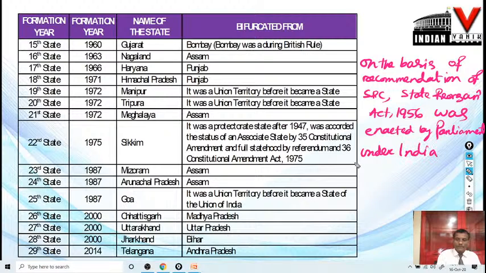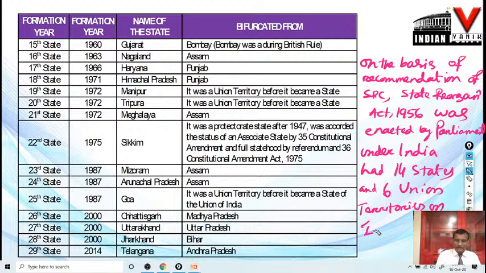India had 14 states and 6 union territories on 1 November 1956. So how many states did India have? 14 states and 6 union territories, like Delhi, Andaman Nicobar Islands, Lakshadweep, Himachal Pradesh, Manipur, Tripura. They were the 6 union territories.